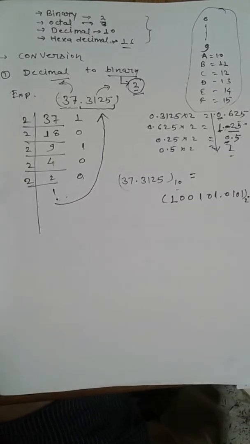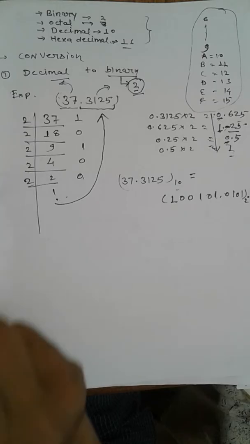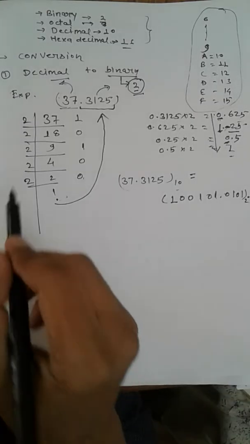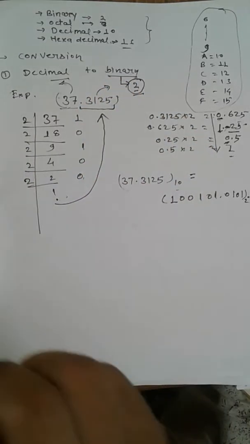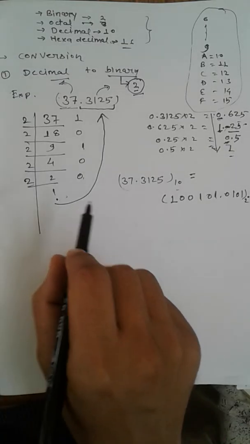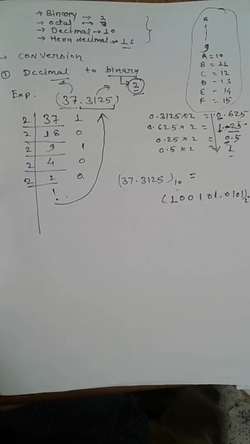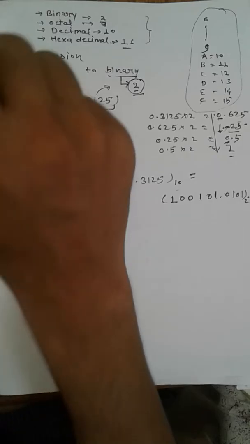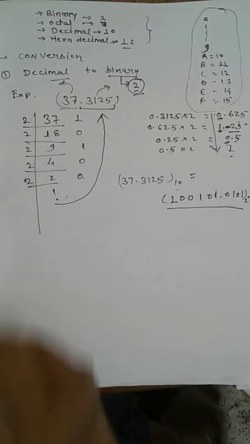So friends, to convert decimal to any base, we divide by that base, write the remainder on the side, and then go from lower to upper. In the fractional part we multiply, and take only the fractional part each time. If we get only an integer part, we stop there, and we go from upper to lower. So this is the conversion from decimal to binary.